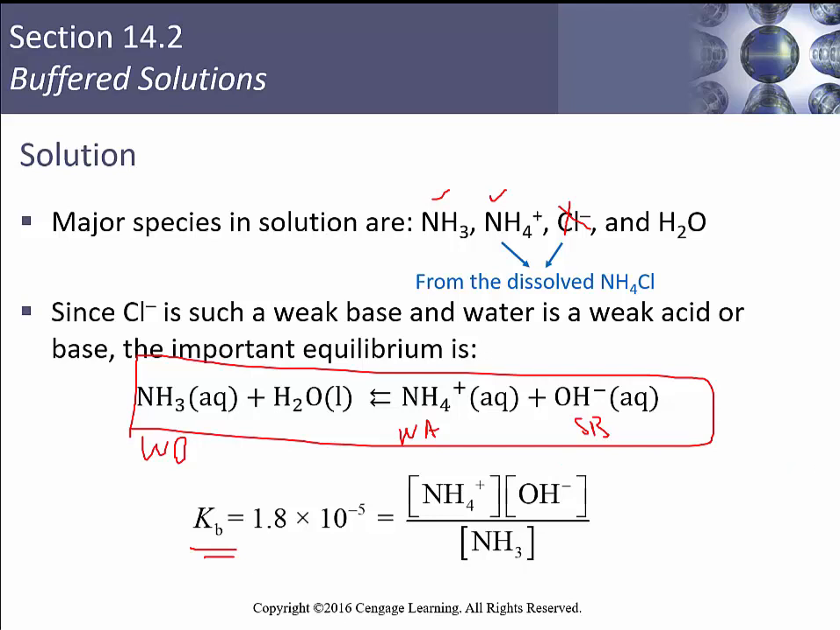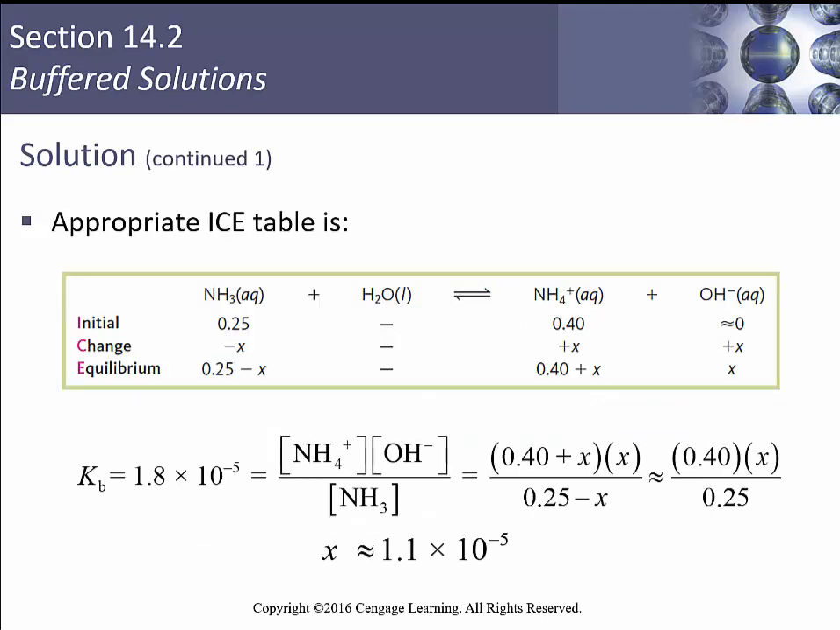So our Kb is going to be NH4 plus times OH minus over NH3. On the bottom is our reactants. We'll set up that ICE table where we've got our 0.25 and our 0.40. We're going to lose a little bit of our base, and form a little bit of our acid and our hydroxide. So we get 0.25 minus X, 0.4 plus X, and X. We're going to assume that X is small. So we say Kb is going to be our products over our reactants.